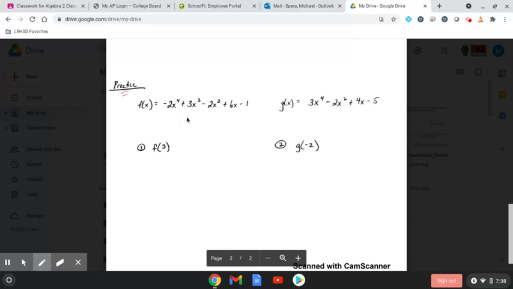Now, remember the rules of synthetic division. You're still in need of that placeholder, should something be missing. And in f of x here, we've got 4, 3, 2, x to the first. Looks like we're good. But be mindful in g of x, because you're going to need that placeholder.